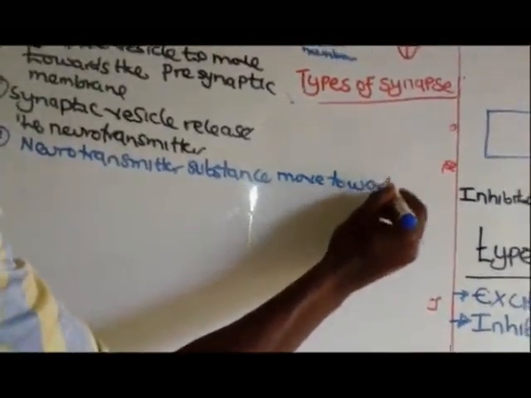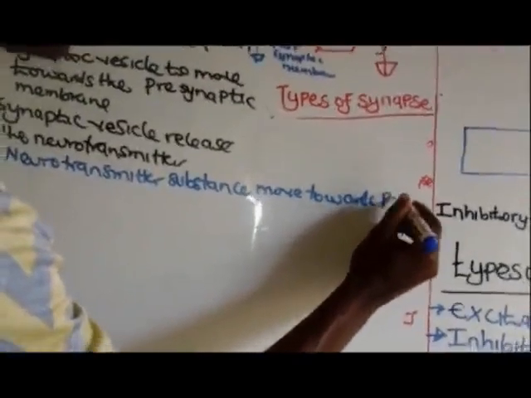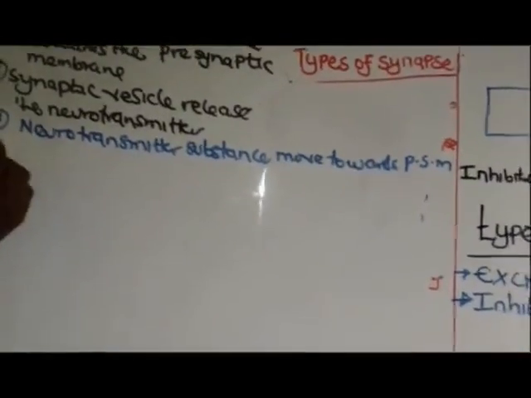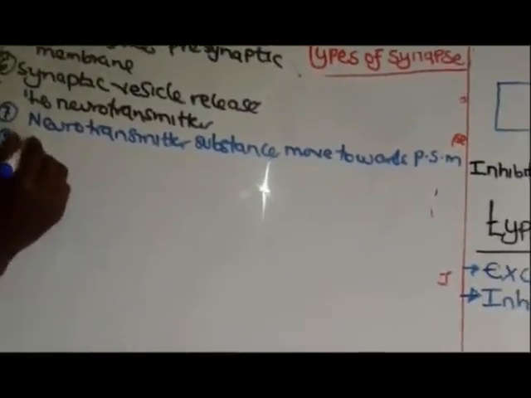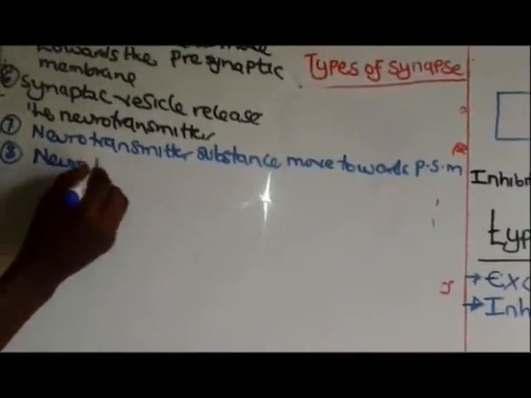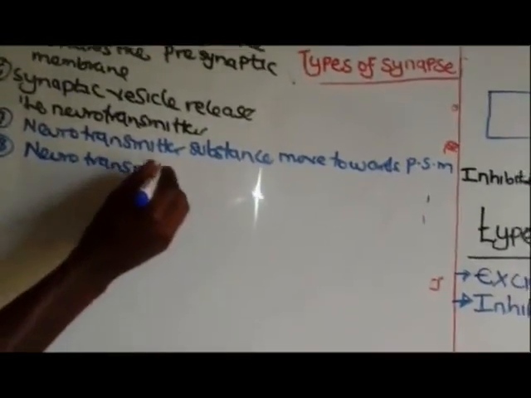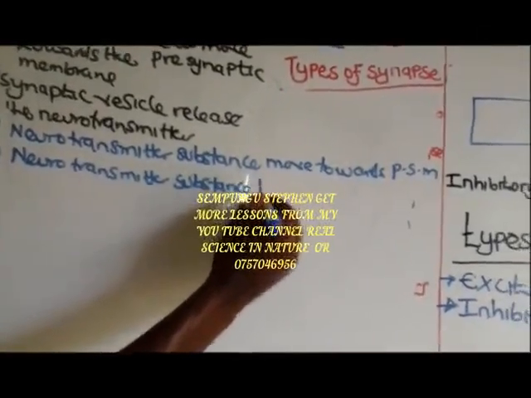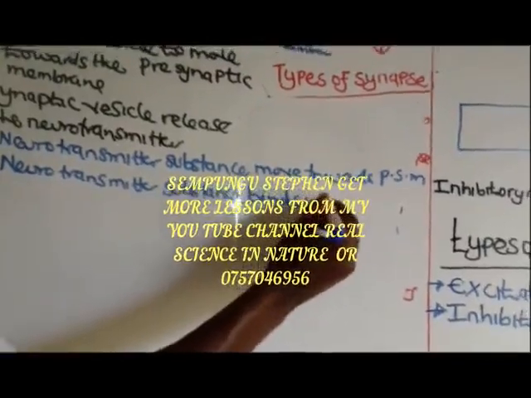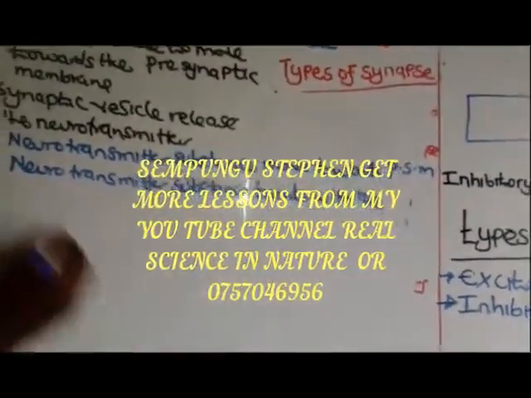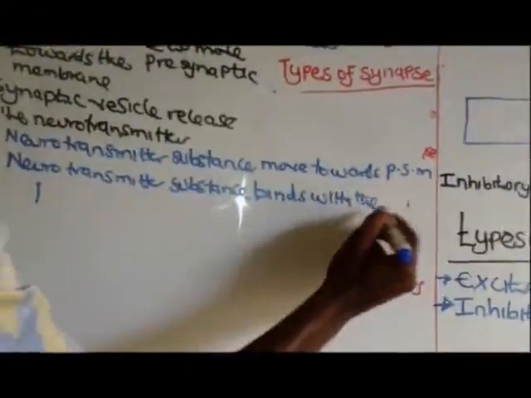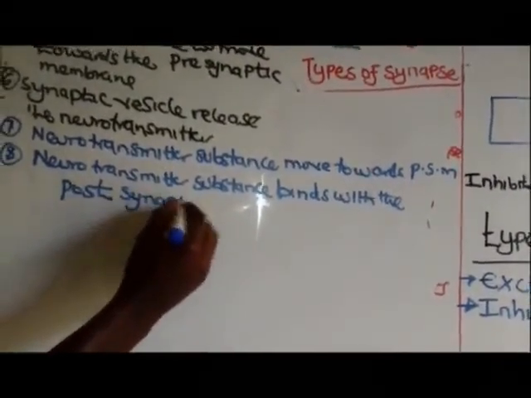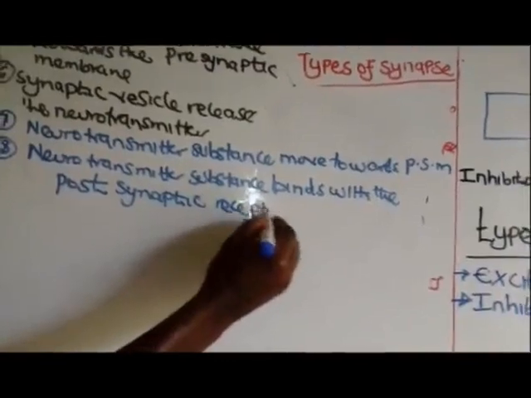towards what? The postsynaptic membrane. And when it reaches there, we are going to see that the neurotransmitter substance now binds with the receptors, the postsynaptic receptors. Remember at this point we said receptors are of 2 types.